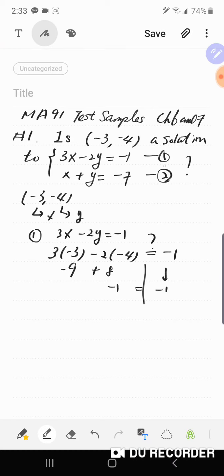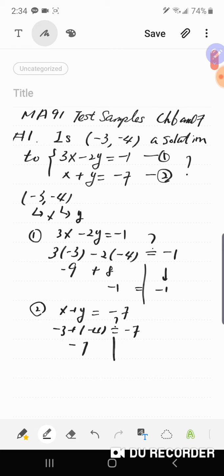Let's also check whether the second equation is true. If both equation 1 and 2 are true, then the provided ordered pair is the solution. So x is -3 plus y is -4. Is it actually -7? We don't know, so let's check it out. -3 plus -4 is -7, and this is equal to -7. So both equations are true. So yes, (-3, -4) is a solution.